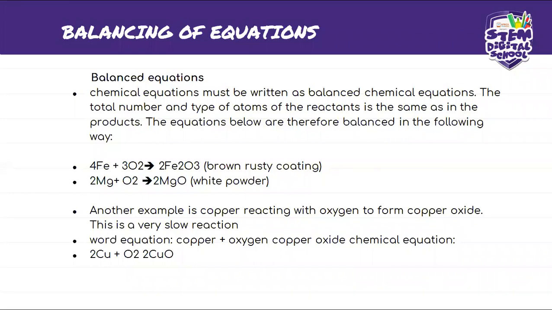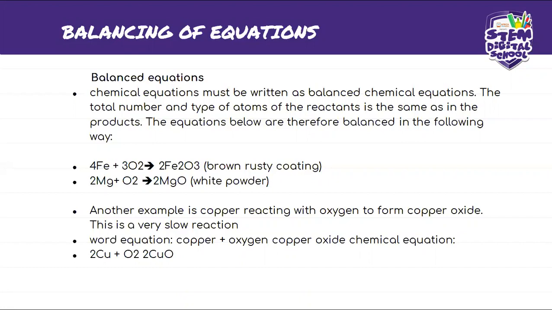So the magnesium atom on the left is 2, on the right is 2. So 2 times 1, the subscript is 1. So when I multiply by that, I get 2. So it means on the left and on the right, I have 2. Then oxygen is 2 atoms. Now 2 times 1 is also 2, meaning it's balanced.